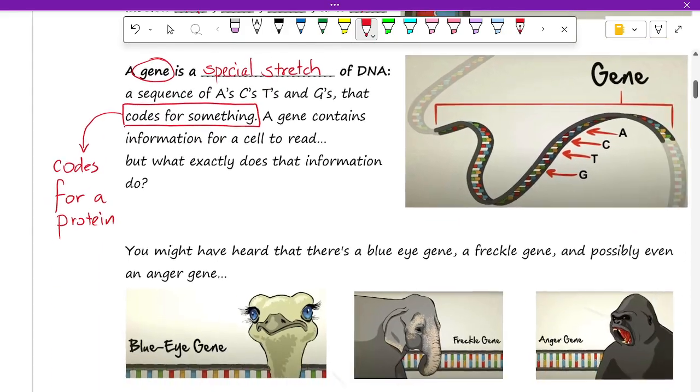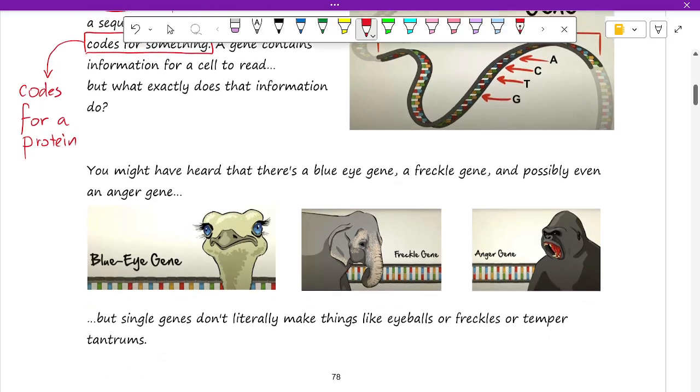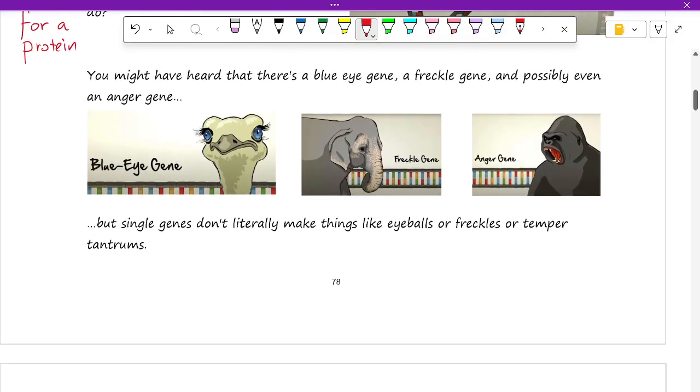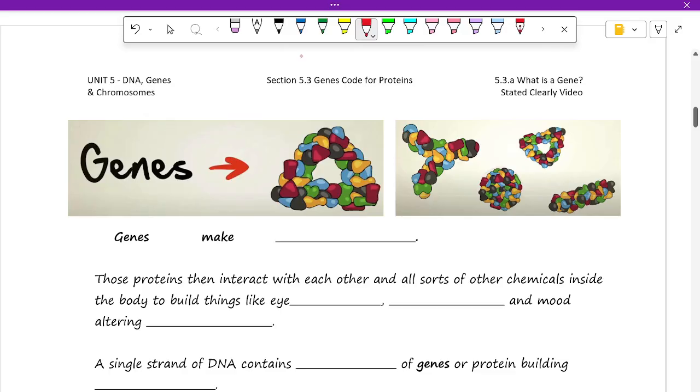You might have heard that there's a blue-eye gene, a freckle gene, or possibly even an anger gene, but single genes don't literally make things like eyeballs or freckles or temper tantrums. Genes make proteins. These proteins then interact with each other and all sorts of other chemicals inside the body to build things like eye pigments.